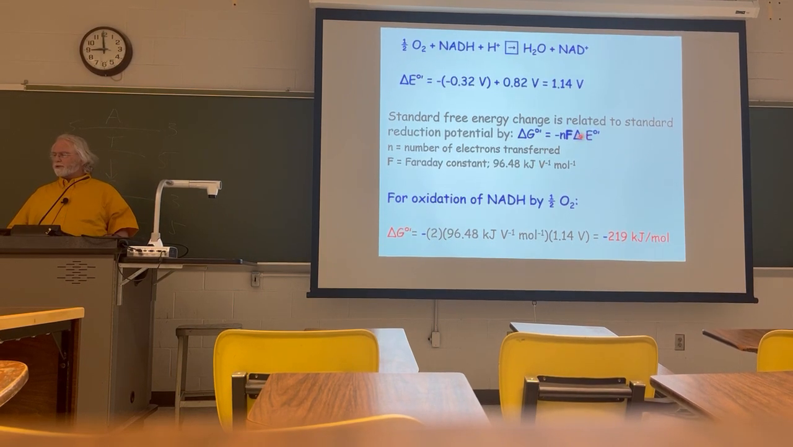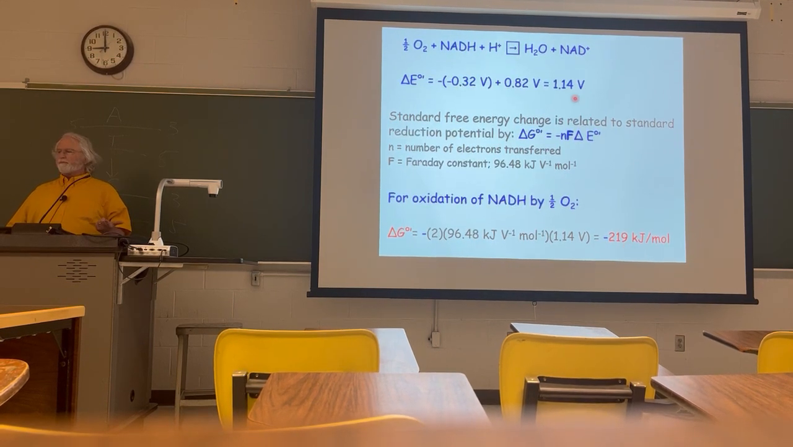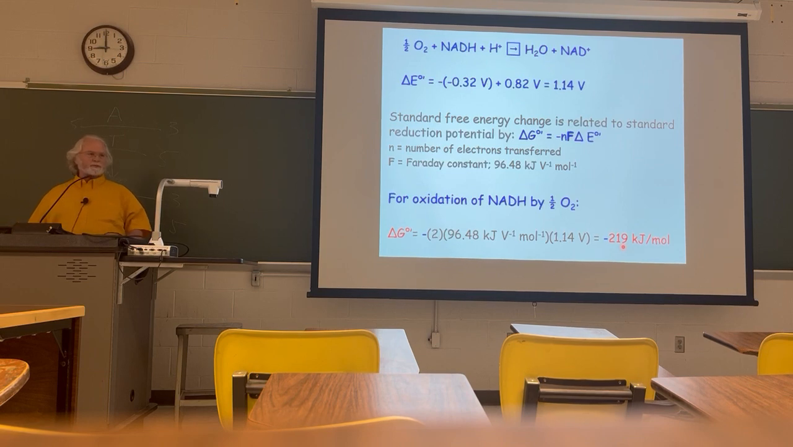And then the standard reduction potential in this reaction, we calculated at 1.14. So if we plug those numbers in, 2 electrons times the Faraday constant times the standard reduction potential, the standard free energy change for this oxidation of NADH and reduction of oxygen is minus 200 kilojoules per mole. So that's a big negative delta G. That provides a lot of energy for ATP synthesis. And so harnessing that energy is what we're talking about in this pathway.